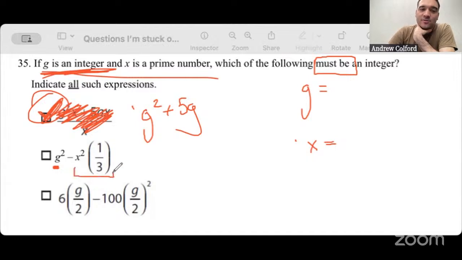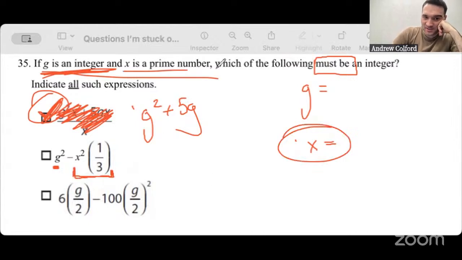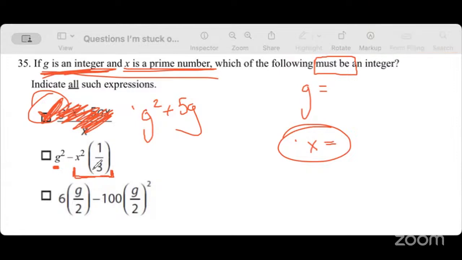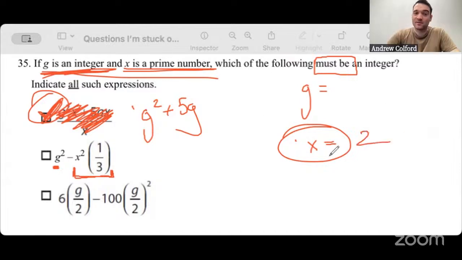This is where things get interesting. Could you come up with a value for X? And remember, X is a prime number. Can you come up with a value for X where if I square it and divide by 3, it's not an integer? If it's 2. Sure, right? X is allowed to be 2. That's a prime number. 2 squared is 4, divided by 3, game over, right? That's a decimal, a non-integer. So that's out.